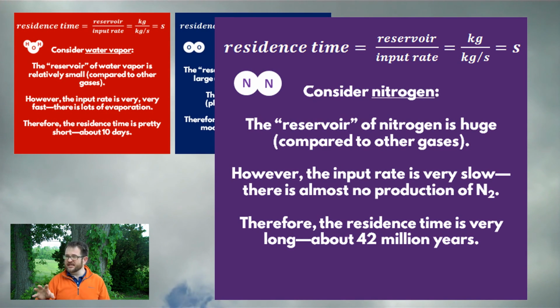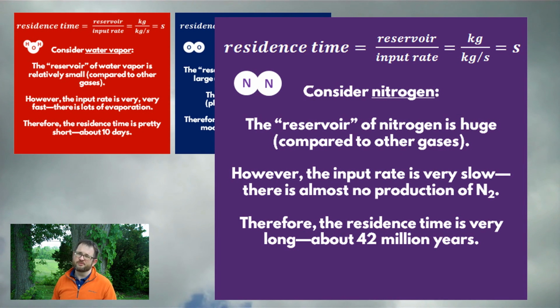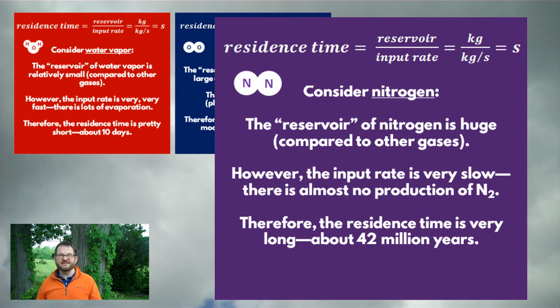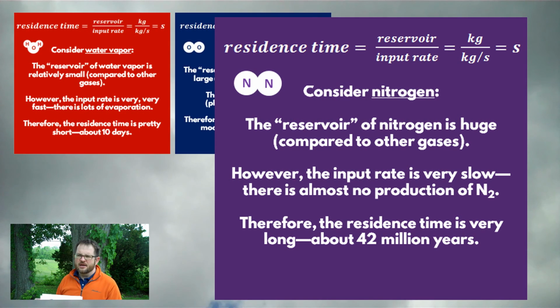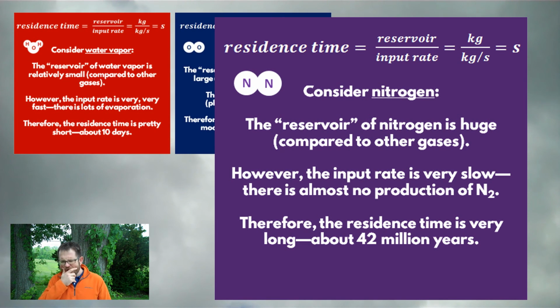Now for one more example, let's do nitrogen. Okay, nitrogen, N2, two nitrogen atoms hooked together to make a nitrogen molecule. Nitrogen is by far the biggest constituent of the Earth's atmosphere. It's like 78% of the Earth's atmosphere. The reservoir of nitrogen is huge. On the other hand, the input rate of nitrogen to the Earth's atmosphere is really, really slow.